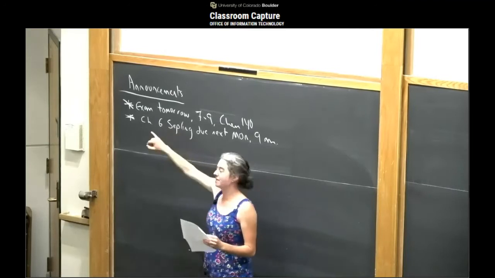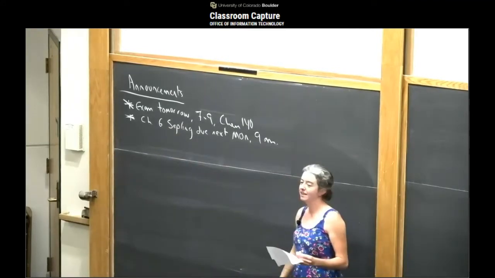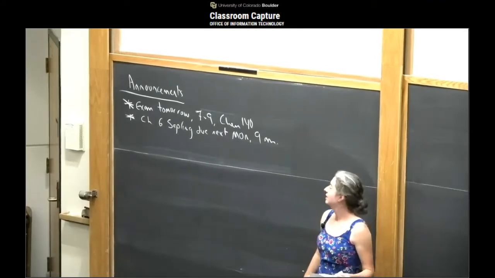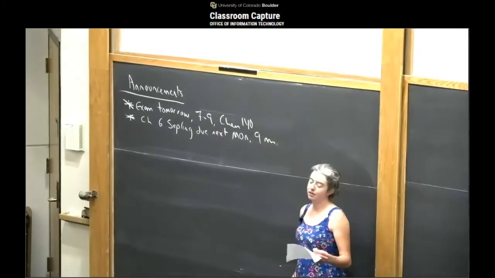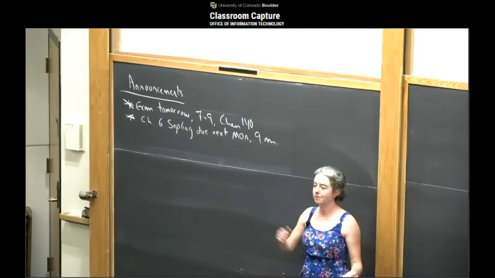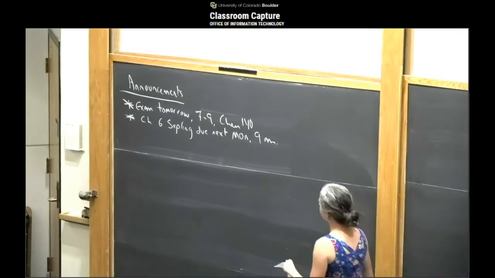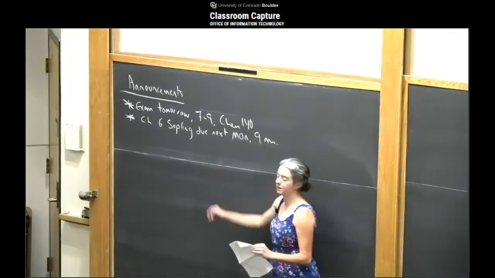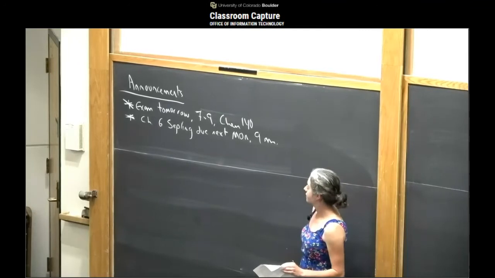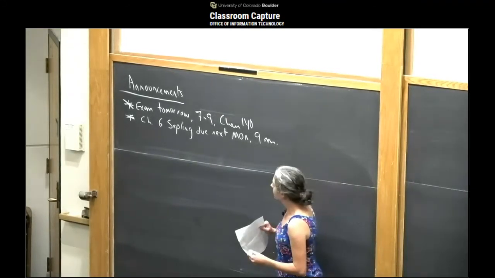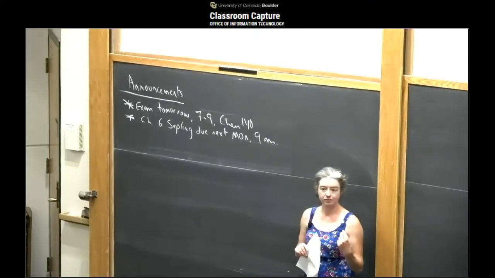So hopefully you're aware there is an exam tomorrow night, 7 to 9 p.m. in Chem 140. We'll cover up through the end of Chapter 6, but I might get a little past that in today's lecture. Any material from Chapter 7 is not fair game for this exam. Since we're finishing Chapter 6 today, the Sapling for that is due next Monday at 9 a.m. Any questions about that?